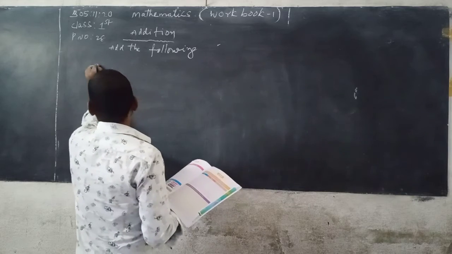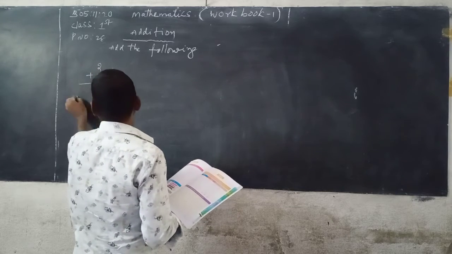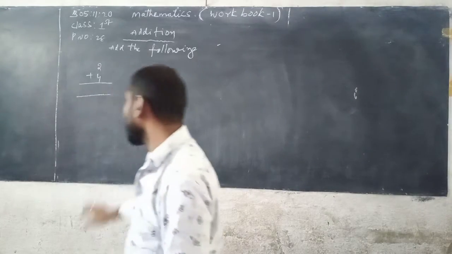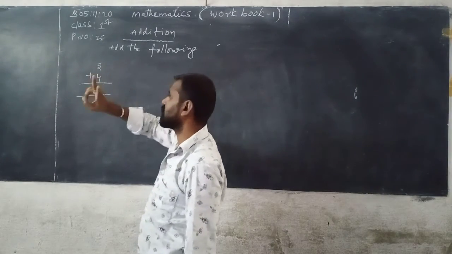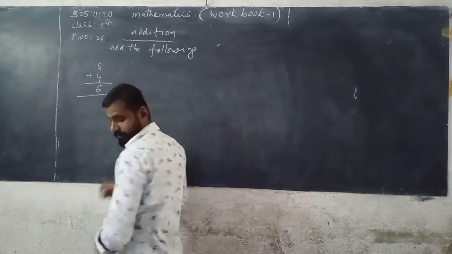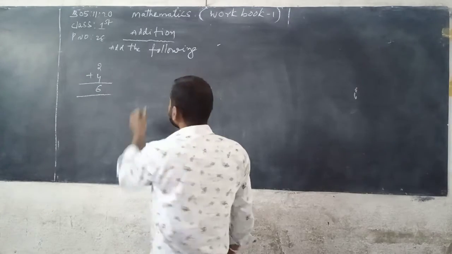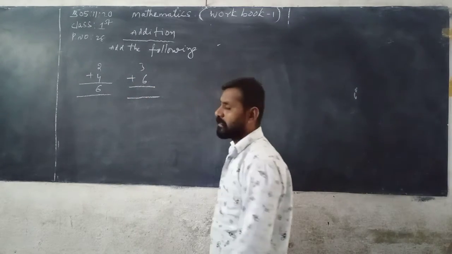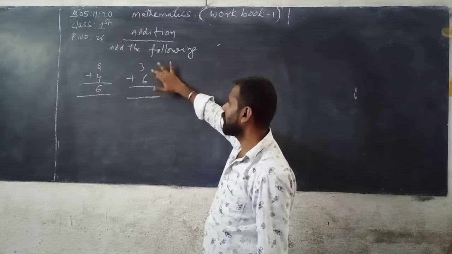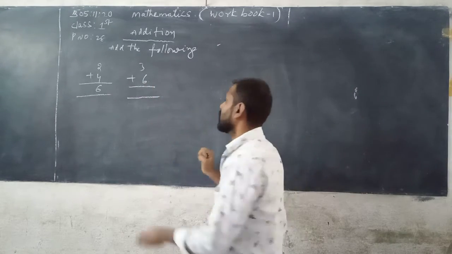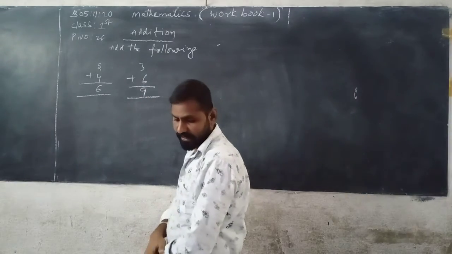See here, 2 plus 4. The bigger number 4 in your mind and take 2 fingers in your hand. You can count 4 after 5, 6. Sum is equal to 6. Next 3 plus 6. Keep the bigger number 6 in your mind and take 3 fingers in your hand. After 6 you can count 7, 8, 9. Sum is equal to 9.